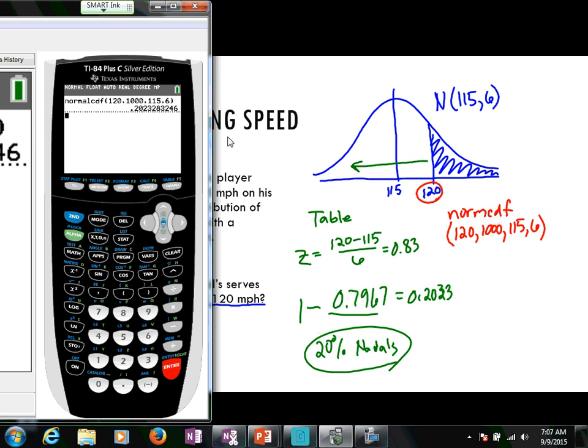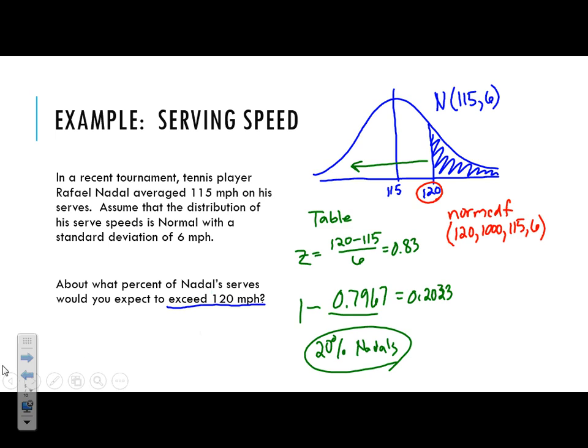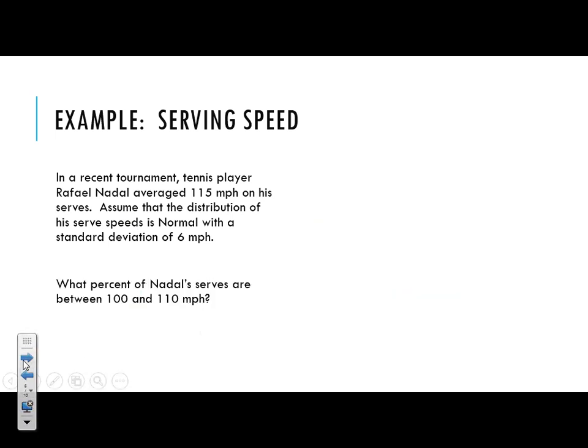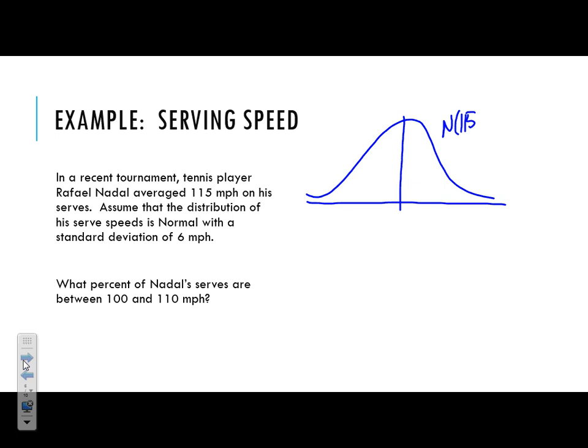All right? So let's take a look at another problem here. All right, let's say now we wanted to find the percent of Nadal serves that are between 110 and 100 miles per hour. Okay? Now in this problem, again, we want to sketch out the normal distribution to start. All right, so again, we've got a normal CDF with a mean of 115 and a standard deviation of 6. We have our mean of 115. All right, we want to find the percent of his serves between 100 and 110. So this would be our shaded region that we want to utilize this time.